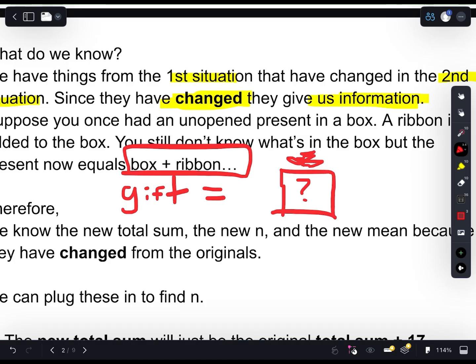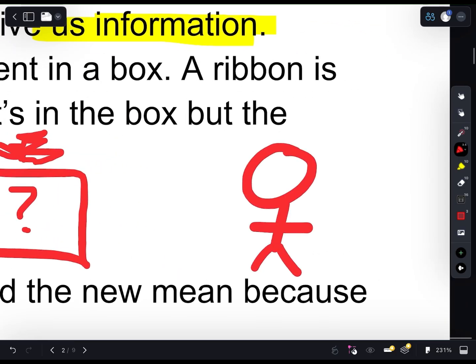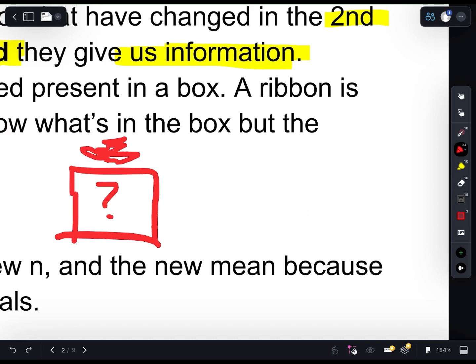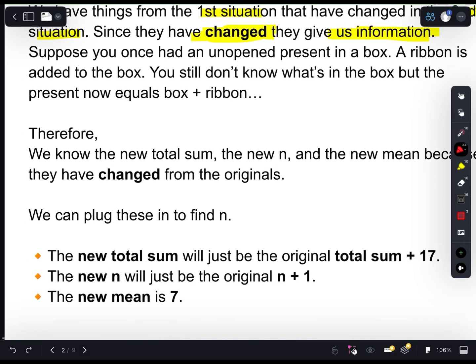It's like if you see someone and you don't know who they are. They're an unknown person. So first they are an unknown person, but then they put on a hat. Now, whoever they are, this unknown thing, is a person plus a hat. Okay, so that's just an example to illustrate that it's really good to focus on things when they change, because that gives you information. So moving on.